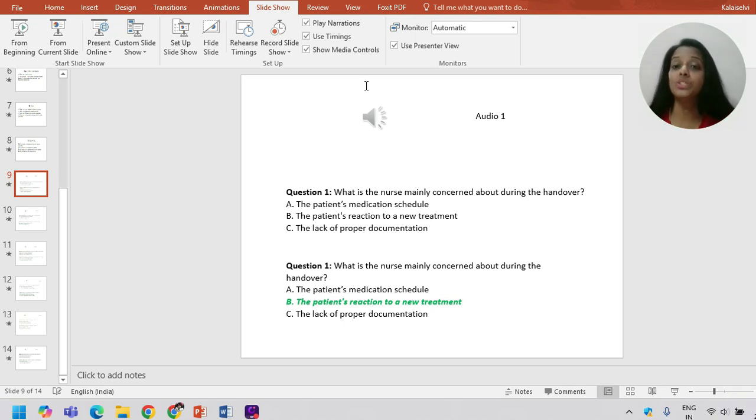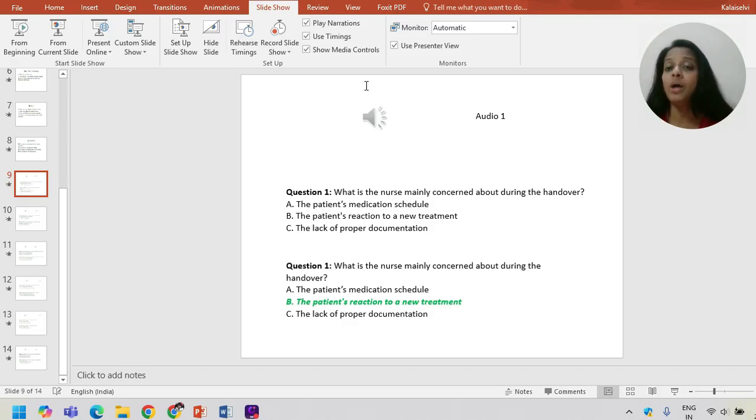Resist the urge to scribble full sentences. Instead, you can jot down 2 to 3 keywords if needed, just enough to trigger your memory after the clip. For example, reaction, new meds, monitor, doctor. So you will instantly recall it was about monitoring a reaction to medication, right? So listen for contrast words also, words like but, however, actually, so, and therefore. These words are like game changers. They often signal the correct answer is about to be said.